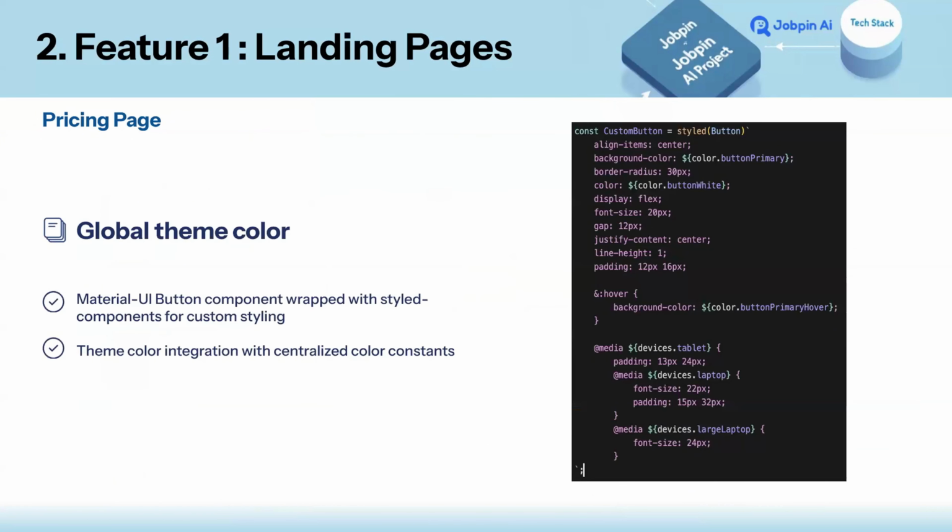For both landing pages, we used MUI to streamline front-end development. We integrated emotion-styled API with MUI's theme system to handle spacing, colors, and responsive consistency across the site. That's the end of my part. Thanks.